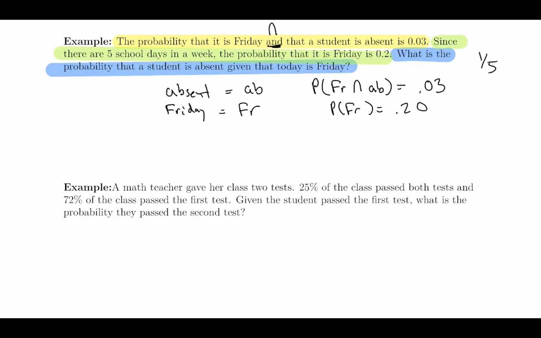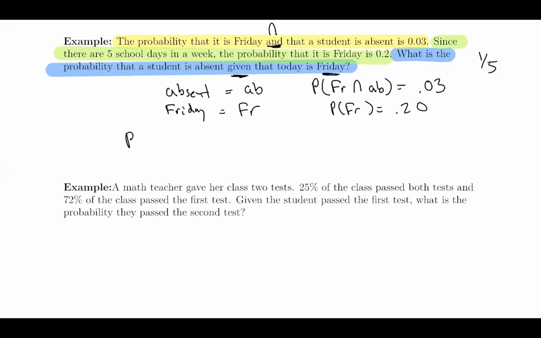All right. So the last one, it said, what is the probability that a student is absent given that today is Friday? So right here, if I read this problem, what's the keyword that tells me this is a conditional probability? Given, perfect. So what information is given to me? Do I know the student is absent or do I already know it's Friday? Cool. So it's given as Friday.